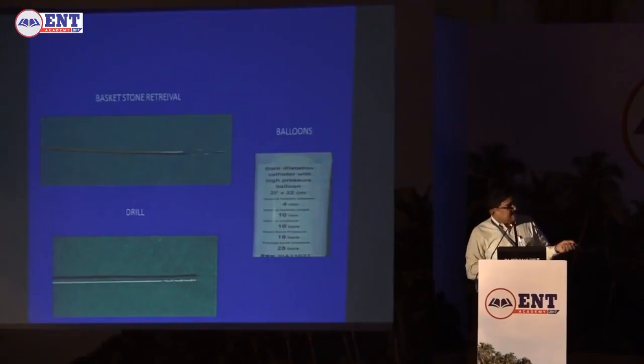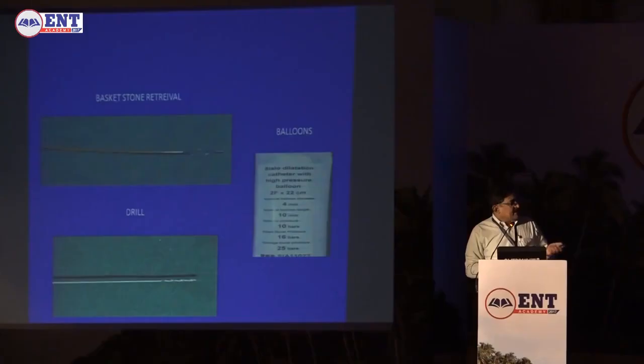So these are the baskets for wire retrieval. You must remember the word 2F. 2 French is the size you need for salivary endoscopy, around 1.2 mm. These are made by a company called Cook, which is again a urology equipment manufacturer. So this is the hand drill.